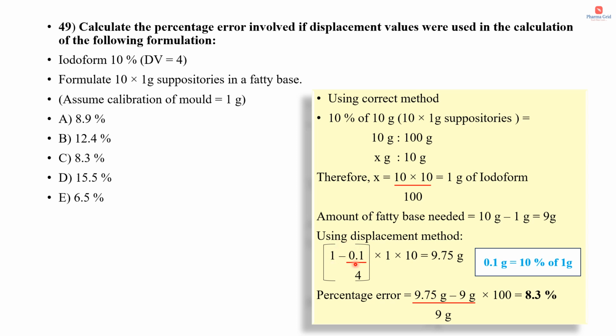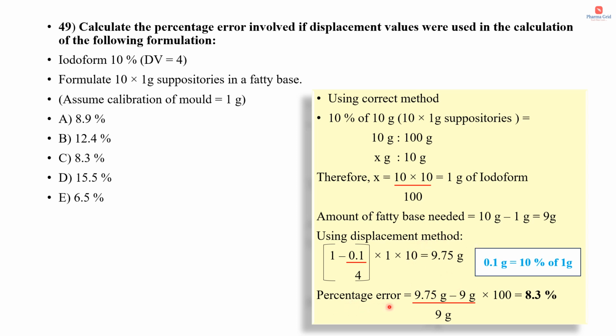0.1 is the drug dose in gram. Okay, we need to calculate the drug dose in 1 gram of the suppository. So the 0.1 gram is equal to 10% of 1 gram drug, divided by 4, which is the displacement value, multiplied by 1, which is the base density, and the number of suppositories equal to 10. So the answer is 9.75 gram. So this 9.75 gram is the amount of fatty base we have calculated using the displacement method.